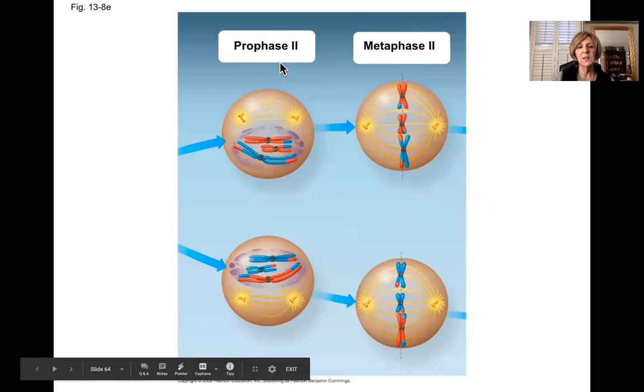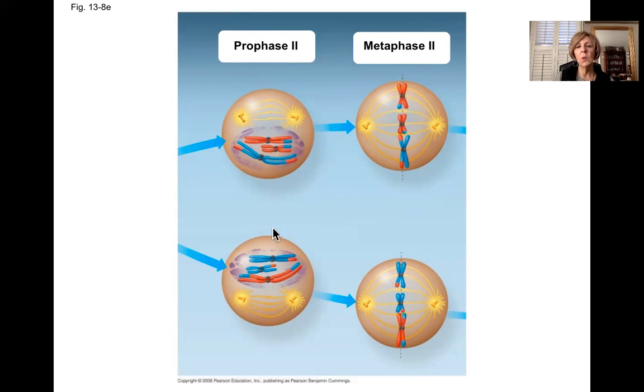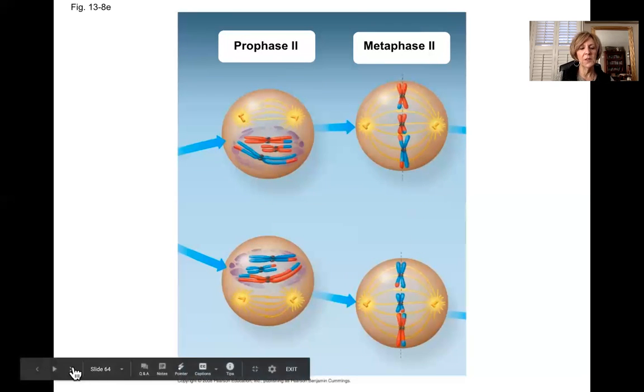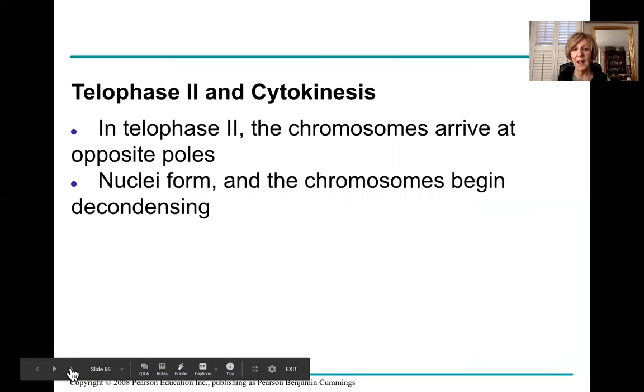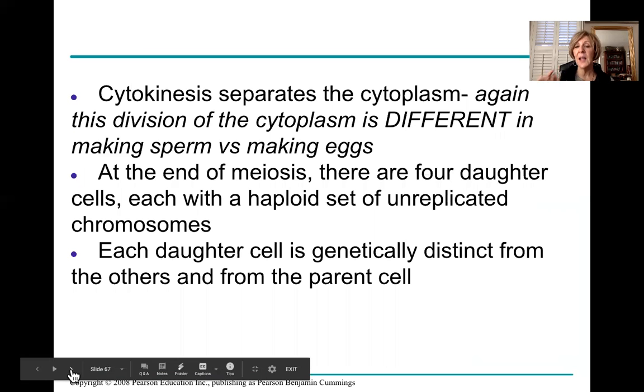So in meiosis 2, prophase 2, then metaphase 2, lining up single file. Now we've talked about anaphase: sister chromatids separate because the cohesins disintegrate and allow that to happen. Telophase 2, the chromosomes move toward each pole, and the cytokinesis starts to divide the cell.